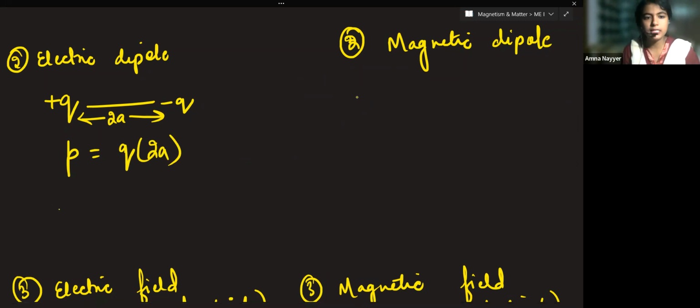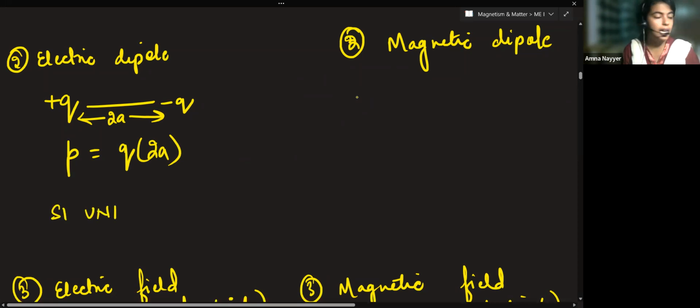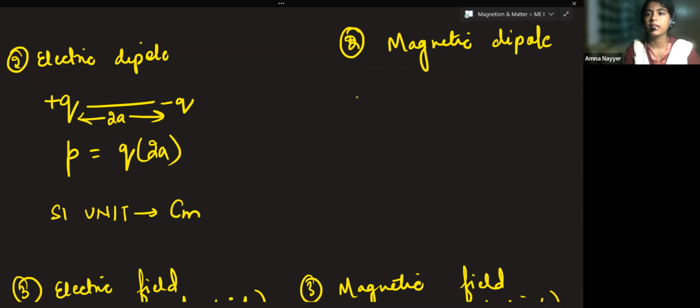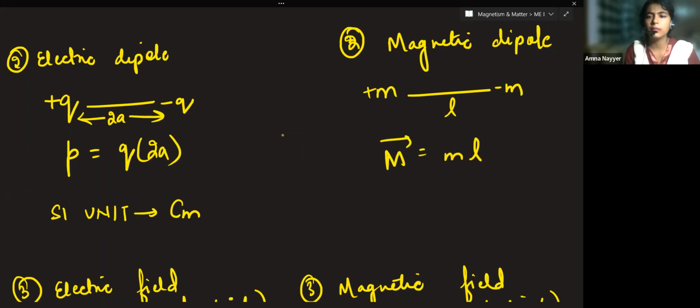Then you have the SI unit of this. The SI unit is coulomb meter. Similarly, you have the magnetic dipole as well. Magnetic dipole means magnetic charges separated by a distance, let's say L. So the magnetic dipole moment is also M into L. Fine. The SI unit, you can leave it for this.